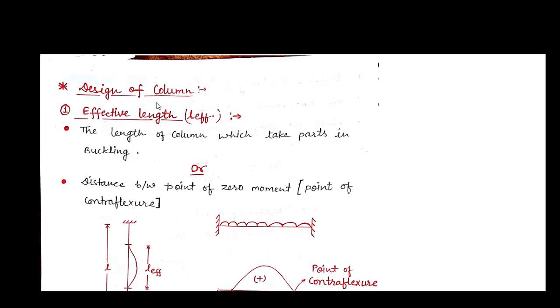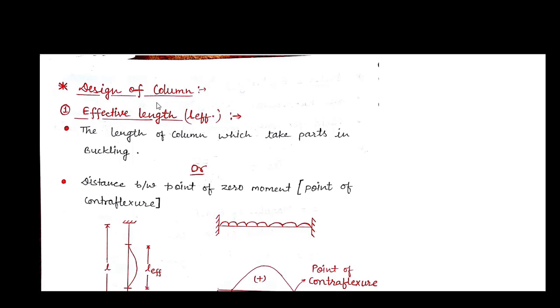The topic for today's lecture is design of column. As we've already studied, a column is a compression member and it is a vertical member too. So now we will proceed to the design of column. For the design of column there are certain steps. The first step is to find out the effective length of the column, which also depends on the slenderness ratio.